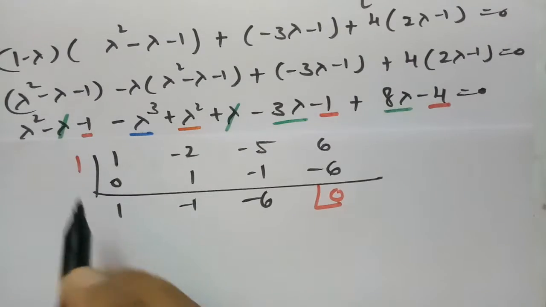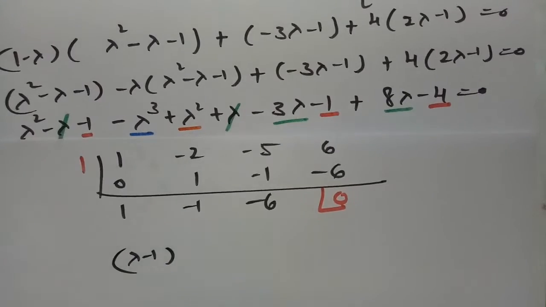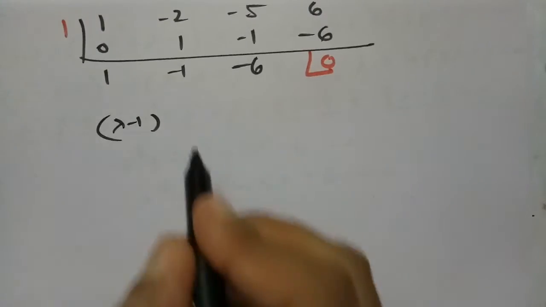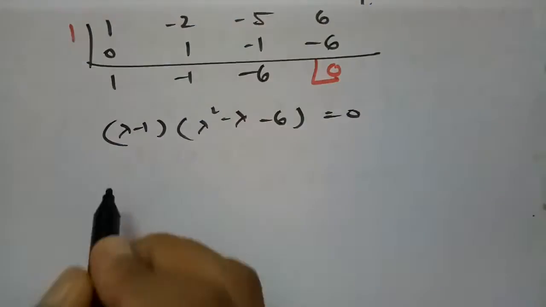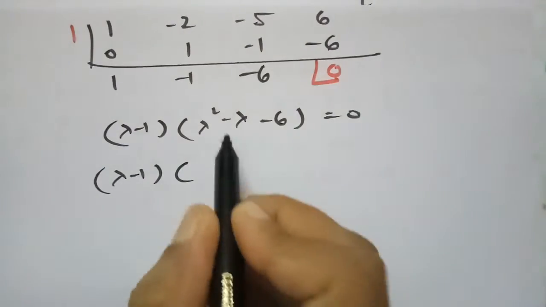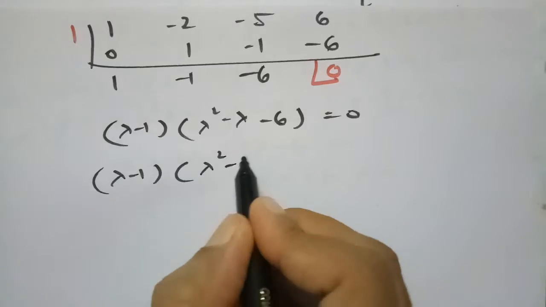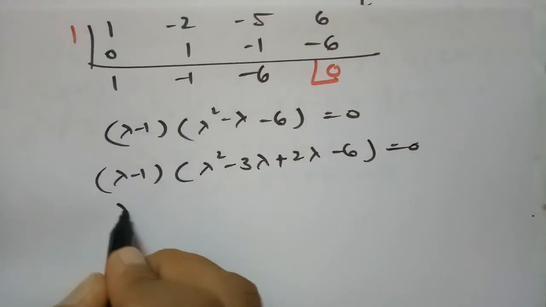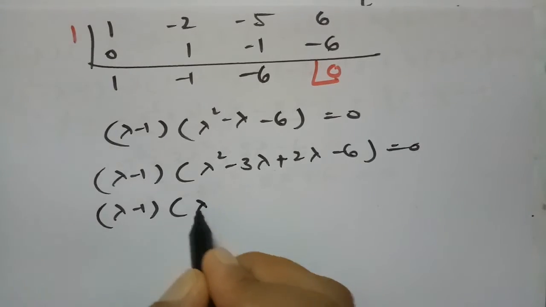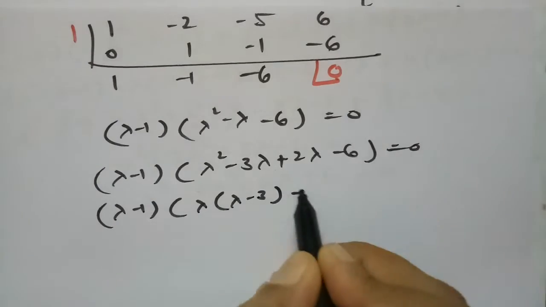And what remains here? One root is 1, so this is lambda minus 1. And the next one here is lambda square minus lambda minus 6, equal to 0. So what are the factors? That is lambda minus 3 lambda plus 2 lambda minus 6. This will be lambda minus 1 times, if I take lambda common, this will be lambda minus 2.